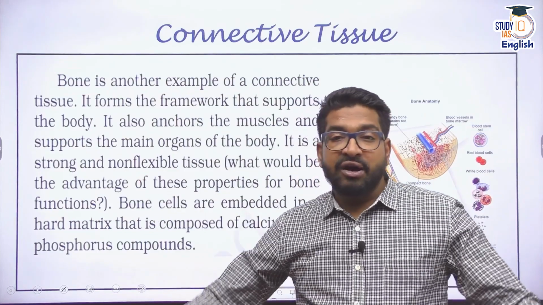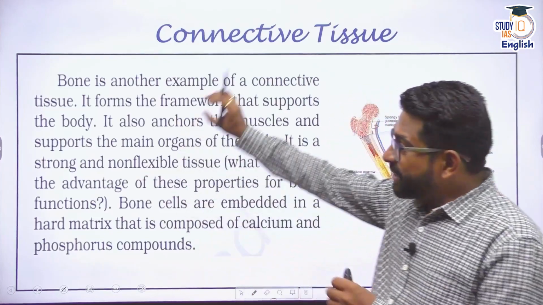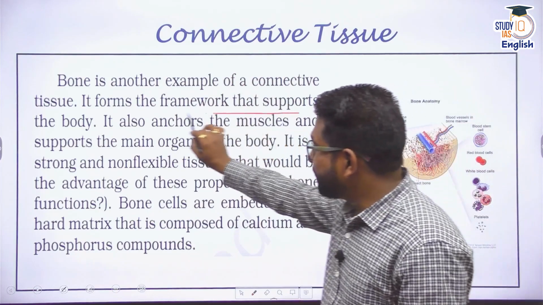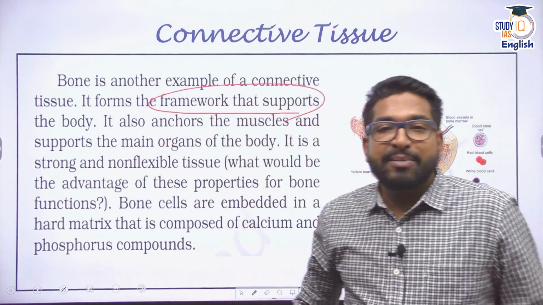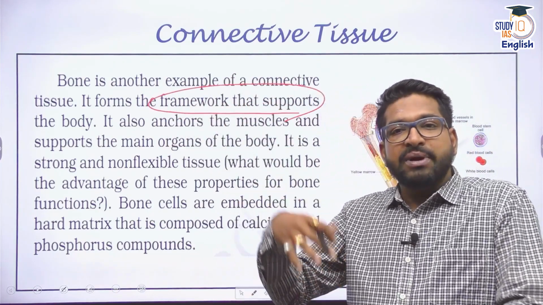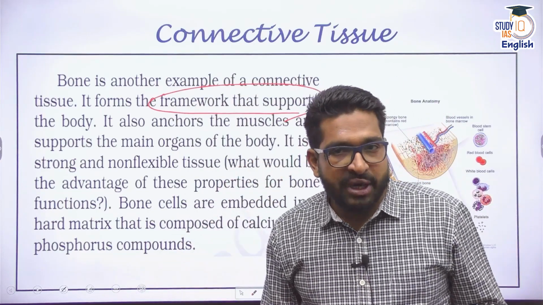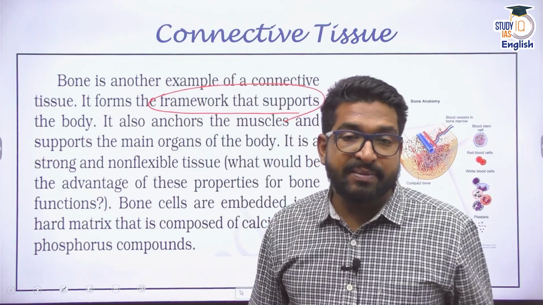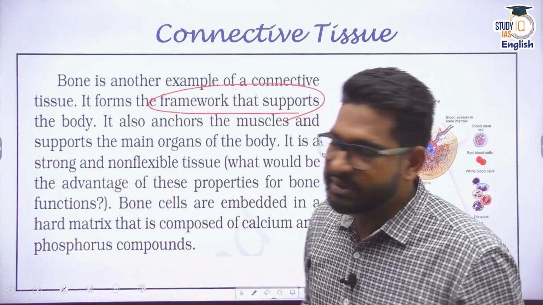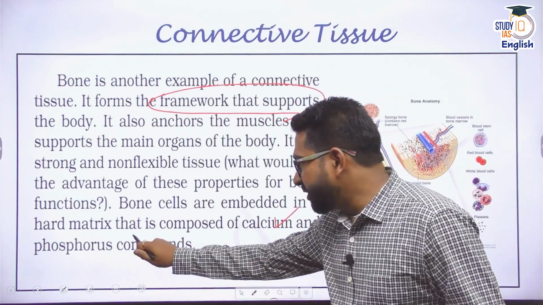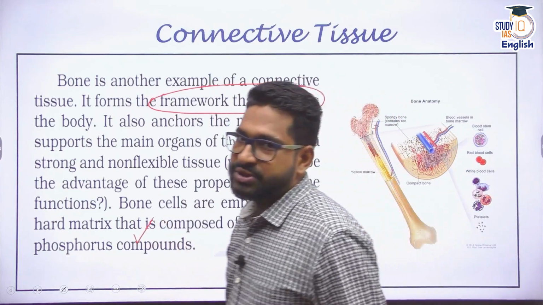Apart from that, a very important kind of connective tissue is your bone. Your bone, or the osseous tissue, basically forms the framework of your entire body. Over this bone, there can be other connective tissues which are connected to it. Bones are mainly composed of calcium and phosphorus. Please remember that for hard bones, you need calcium and phosphorus based compounds.